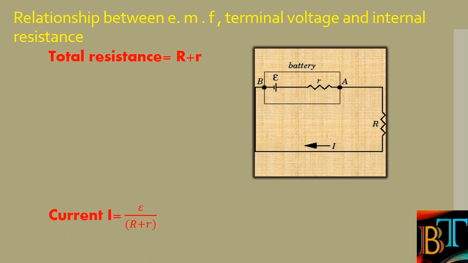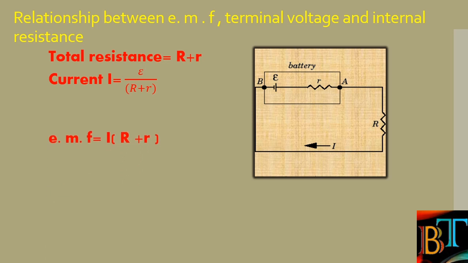When current is drawn from the cell, the current I is equal to V by R, where V is the voltage. For a cell, the voltage is called EMF. So it is EMF by total resistance, or E by R plus r. Hence, EMF of a cell is equal to current into total resistance, or we can write it as current into external resistance plus current into internal resistance.